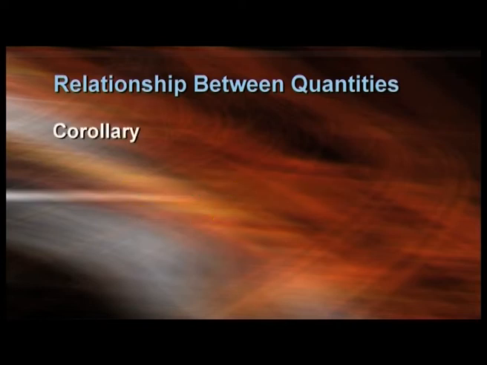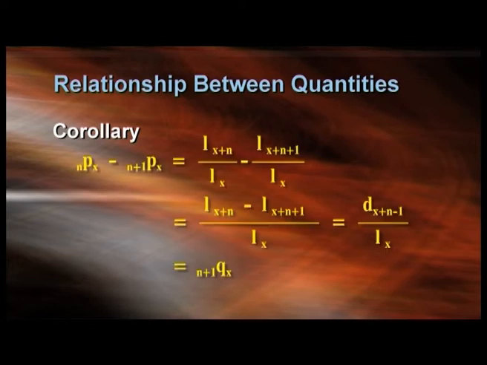We have a corollary to the same theorem, that is, n P of x minus n plus 1 P of x is equal to L of x plus n by L of x minus L of x plus n plus 1 by L of x, which is equal to L of x plus n minus L of x plus n plus 1 by L of x, which is equal to D of x plus n minus 1 by L of x, which is equal to n plus 1 Q of x.